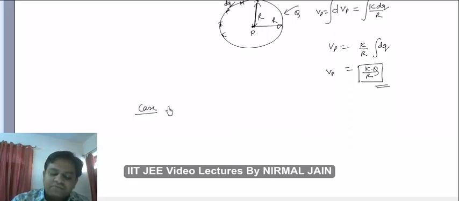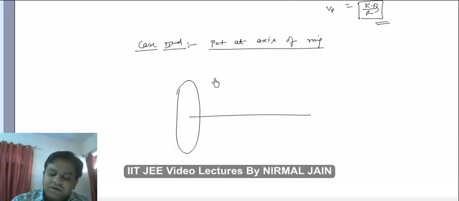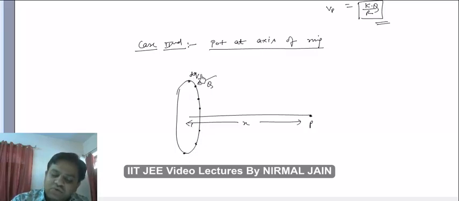If I talk of case 2, potential at the axis of the ring, let's say, then in this case, if I have a ring having charge q, a point P is there, this is at distance x, and if I have to calculate potential at this point P, then I'll simply break this ring again into many dq charges, and each dq charge is at a fixed distance from this point P, and this distance can be straight away calculated by square root of x square plus radius of ring square.